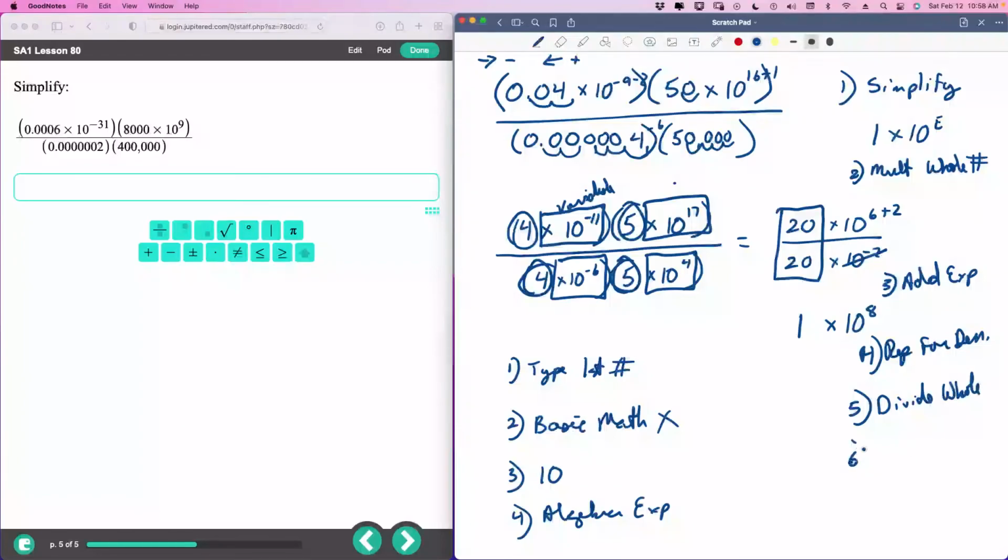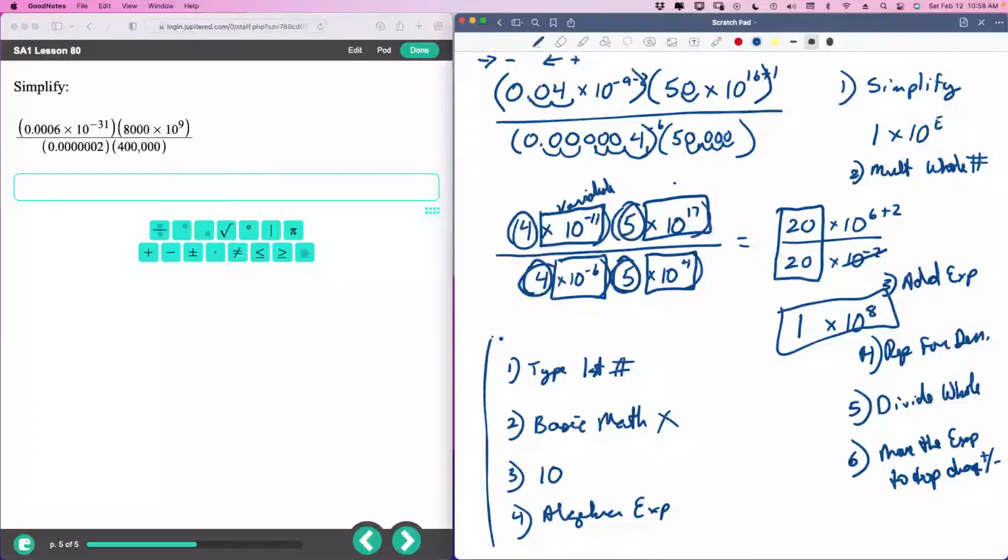And then number 6, move the exponent for the variable to the top, change signs. All right, then you add them together. If this had been a positive, you would have subtracted it, but it was a negative, so we added. We just swing it up and we just treat it like a variable. That's all it is. And then when you're done, you get your answer. You type it in. And then this is how you type it in.